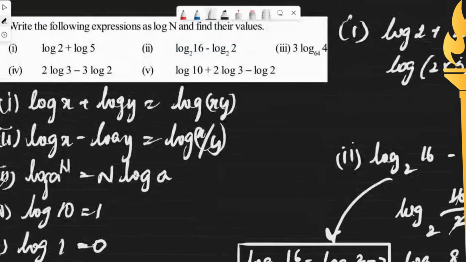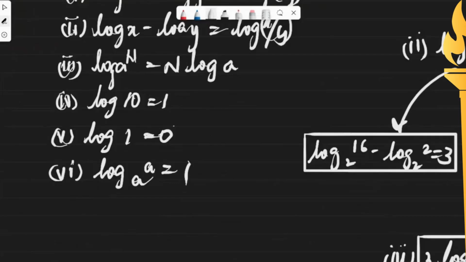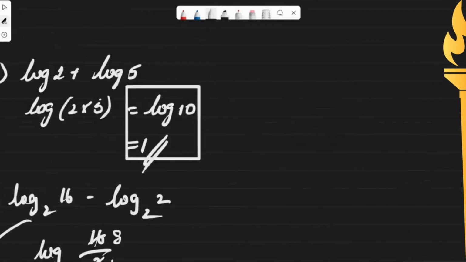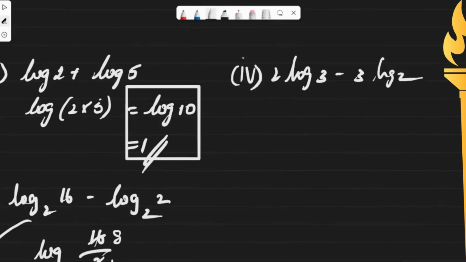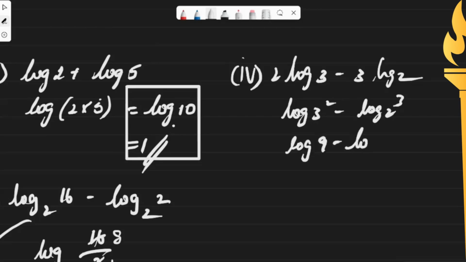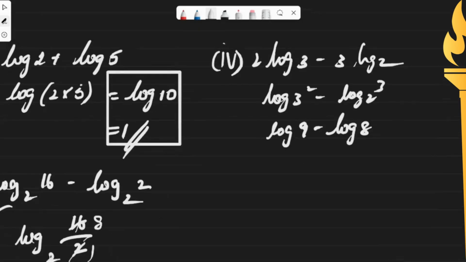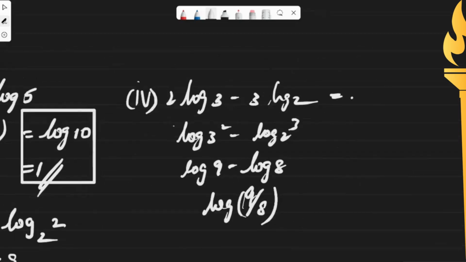Next, fourth one we have here, 2 log 3 minus 3 log 2. Again, n into log a is equal to log a power n. So this will be log 3 square minus log 2 cube. So log 9 minus log 8. Log x minus log y will be log x by y. So log 9 by 8. So 2 log 3 minus 3 log 2 is log 9 by 8.